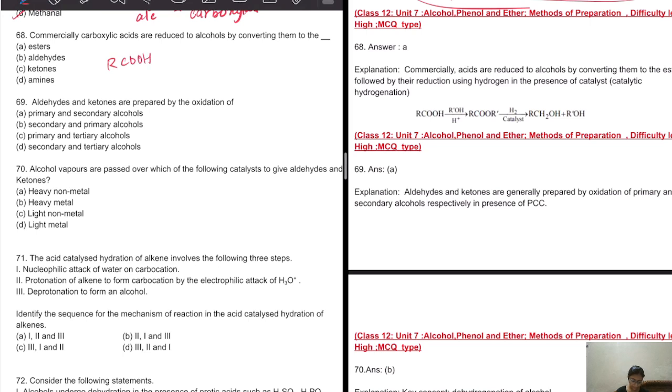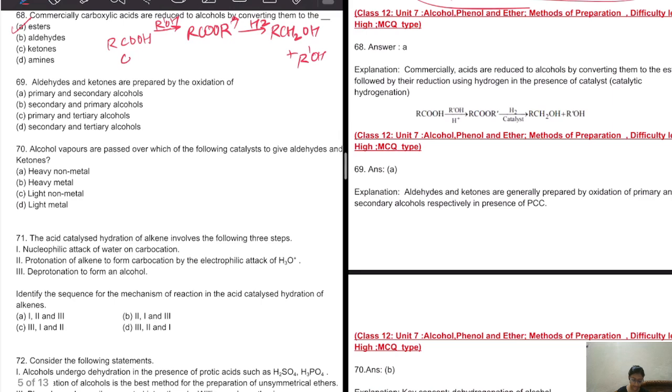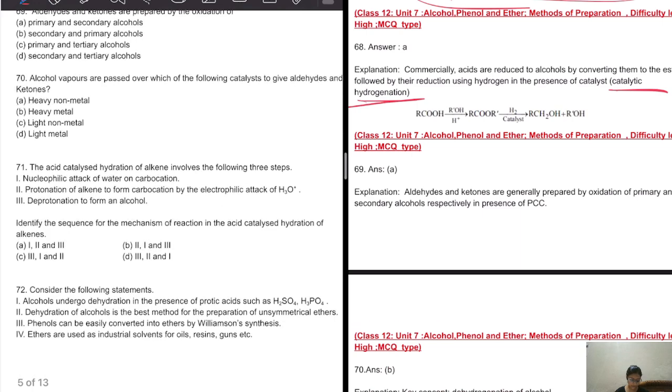What we can do? They can be reduced to alcohol. If we need alcohol, we need to convert it to ester. Okay. Then only we will get C in this reaction, then only we will get alcohol. Or you can see esterification reaction. This is the reverse of that, right? So the correct answer would be A. This would be catalytic. It is written as catalytic hydrogenation. Now let's see the next question.